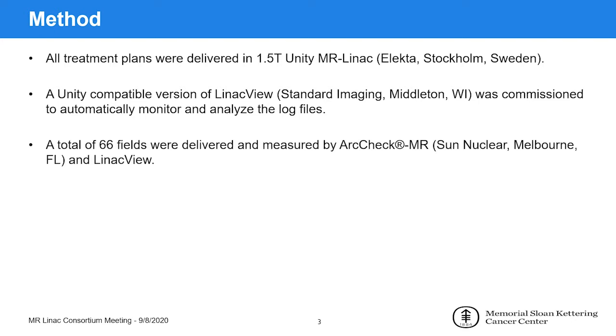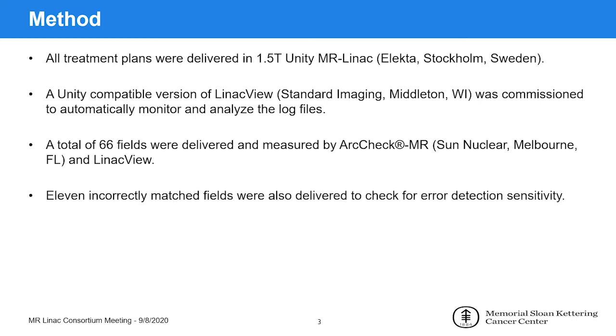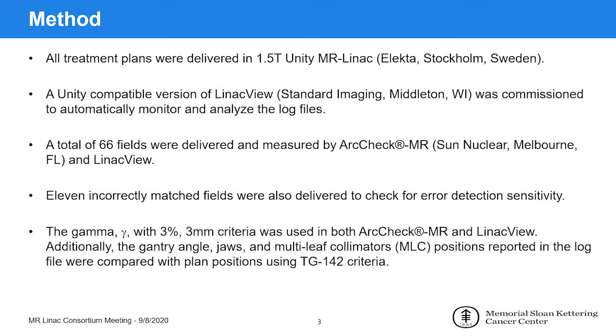We then delivered 66 clinical MRT fields. These fields were also measured with Sun Nuclear ArcCheck for comparison. 11 of the 66 fields were purposely delivered with errors. We used gamma analysis 3%/3mm for both the log file and ArcCheck. The gantry, jaws, and MLC positions in the log file were also compared with the planned positions using TG142 criteria.